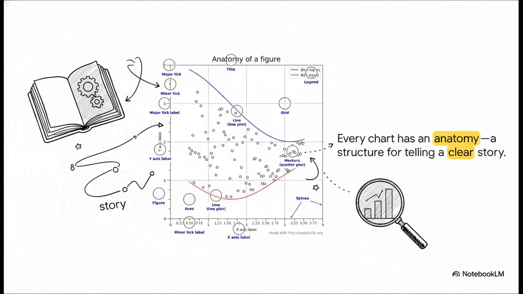And every chart has a kind of anatomy, a structure, just like a good story. You've got your basics, right? The X and Y axes that set the stage. You've got labels and a title to tell you what the heck you're looking at. And a legend, kind of like a decoder ring for the colors and lines. Getting that structure right is what makes the story clear, powerful, and truthful.